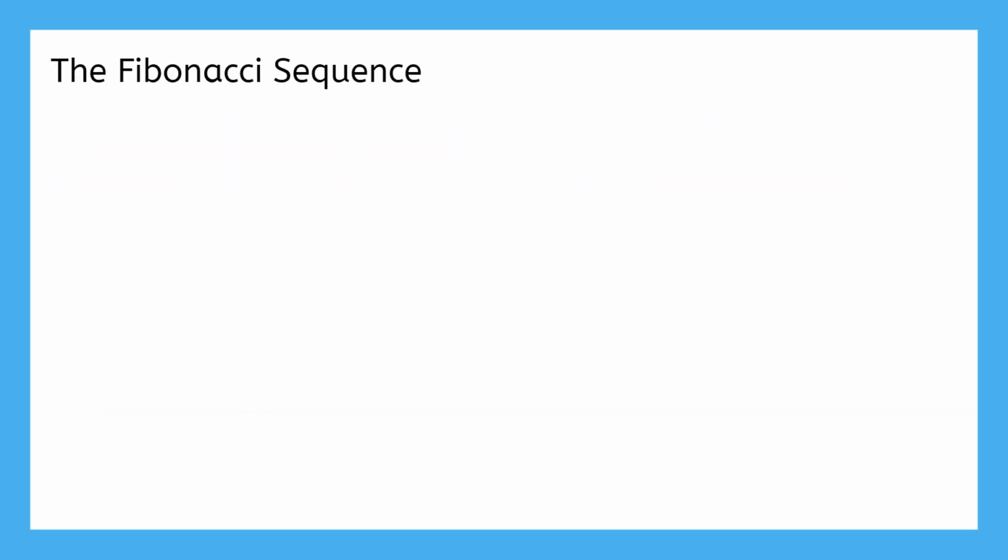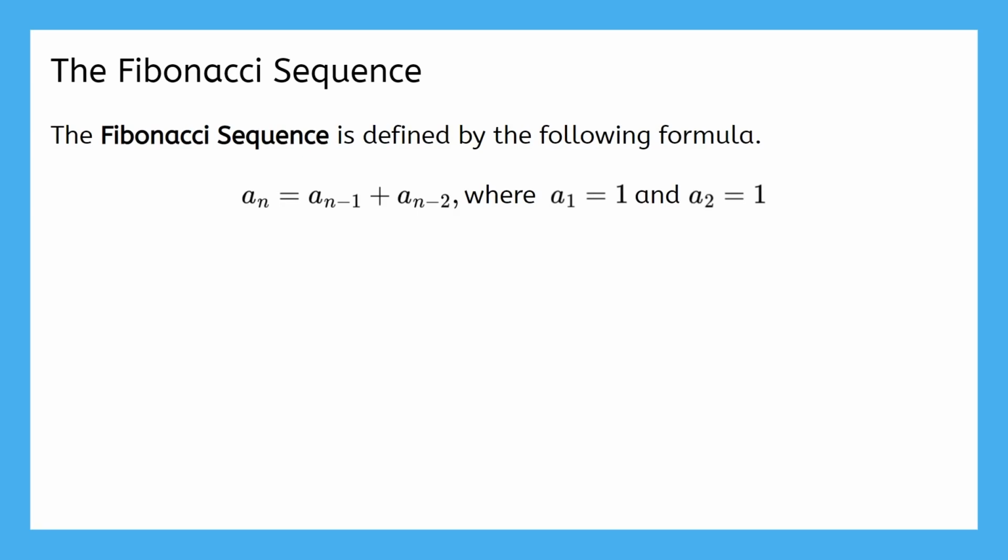The Fibonacci sequence is an interesting sequence that you may have encountered previously. It's defined by the following formula. Notice that there are two previous terms given. Remember, a sub n minus 1 is the previous term in the sequence, and a sub n minus 2 is the term before that. We've been given the first term, a1, and the second term, a2. And we'll need to find both of those to find a3. Let's try to find the third term.